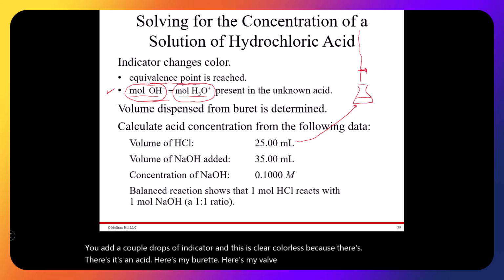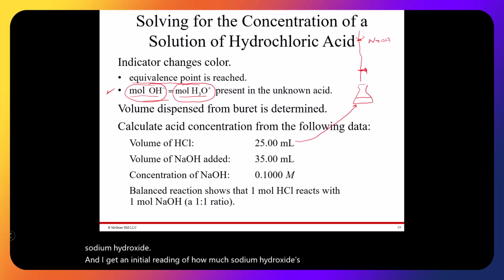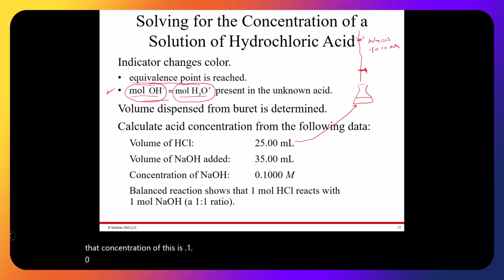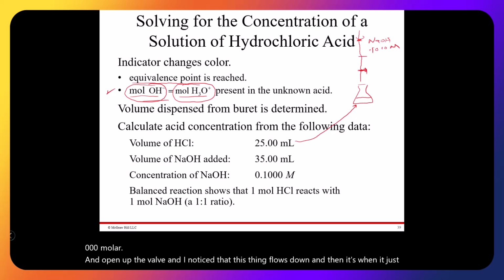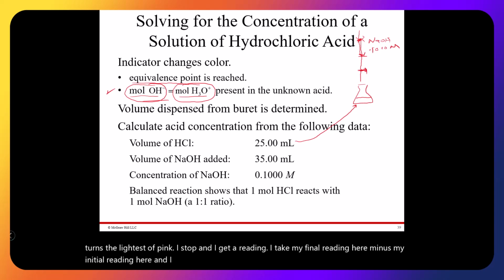I fill up the burette with sodium hydroxide, and I get an initial reading of how much sodium hydroxide is in the burette. I open up the valve, swirl it around, and I know also the concentration of this. Let's make sure we do that. Concentration of this is 0.1000 molar. And I open up the valve, and I notice that this thing flows down, and then this turns the lightest of pink, I stop, and I get a reading. I take my final reading minus my initial reading, and I find out that I added 35.00 milliliters of sodium hydroxide.